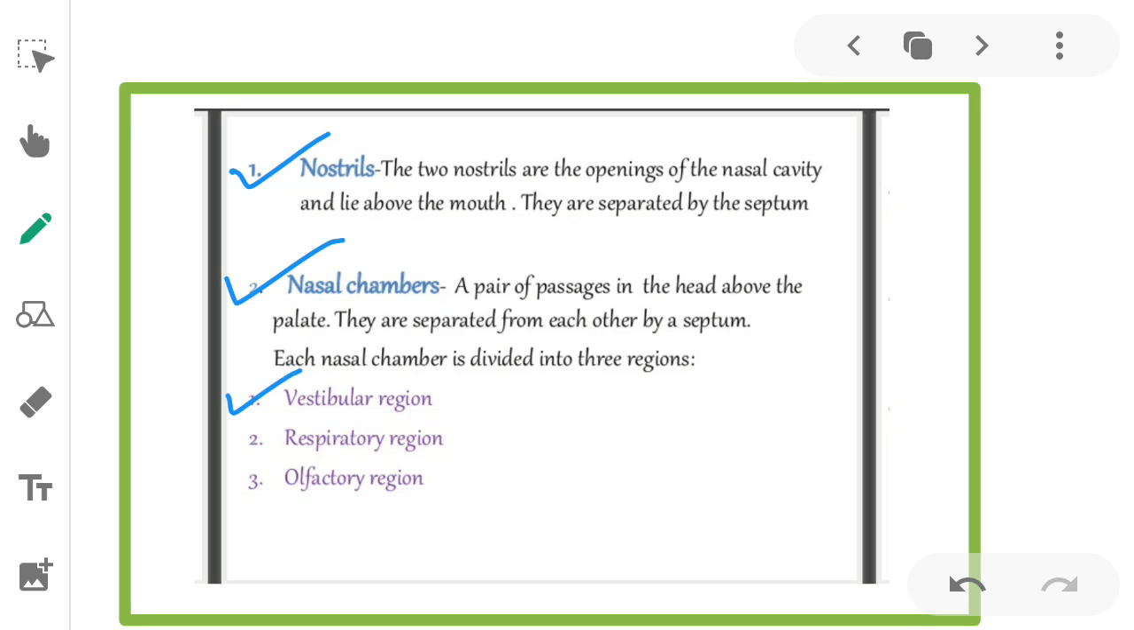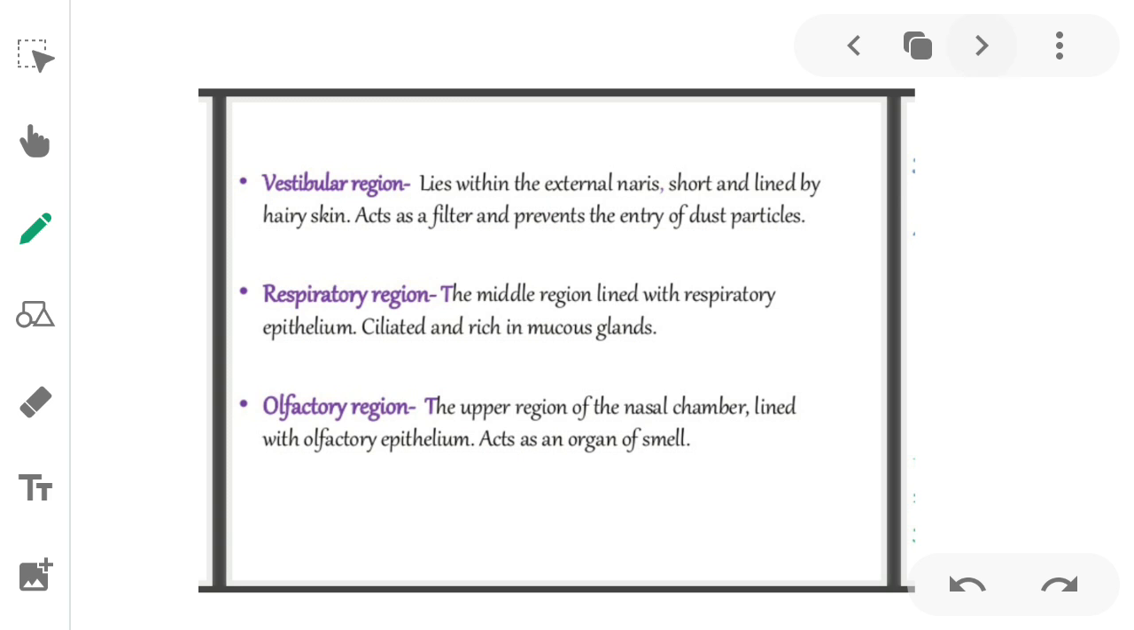First one, vestibular region. Second, respiratory region. Third, olfactory region. Now let us study these three regions. First, the vestibular region. It lies within the external nares. It is short and lined by hairy skin. Its function is to act as a filter and prevent the entry of dust particles.